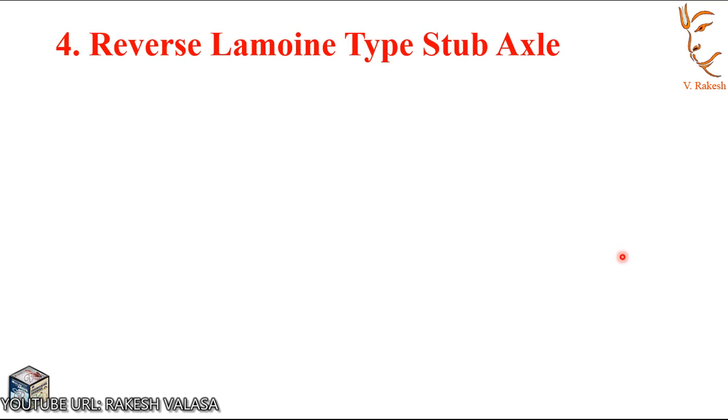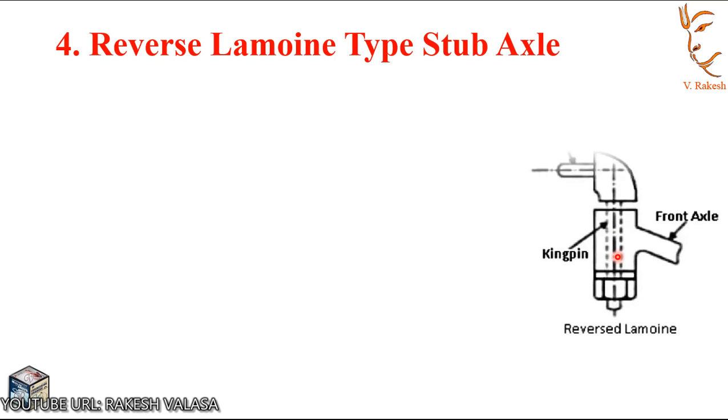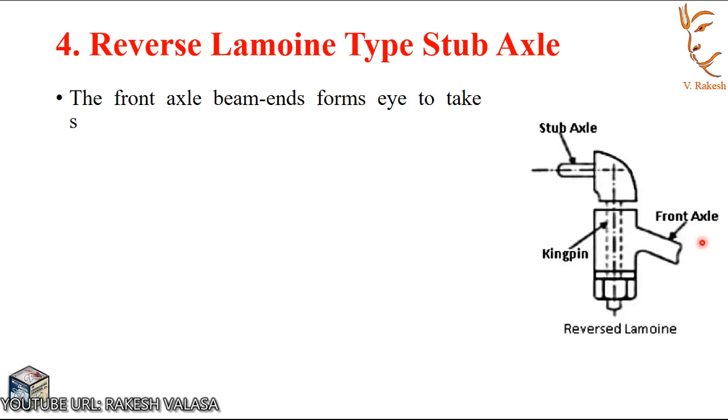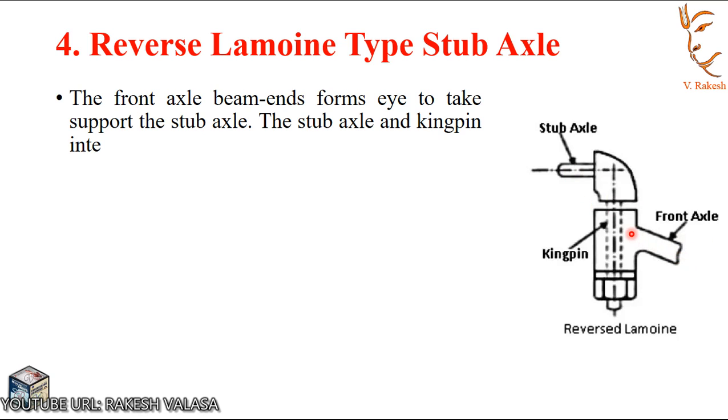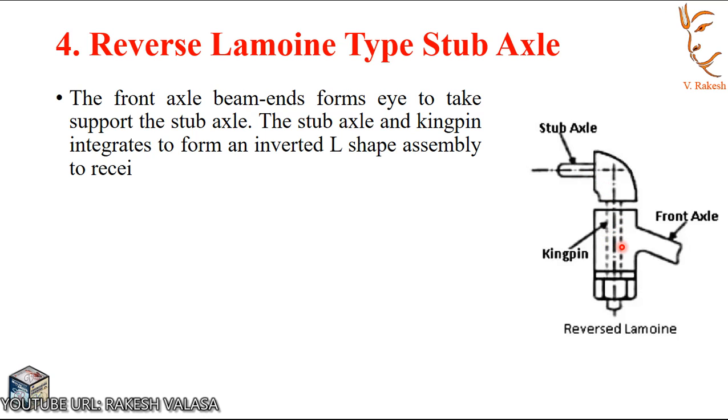Last one is reverse Lemoine type stub axle. Here this is the stub axle, this is the front axle beam. The front axle beam end forms eye to support the stub axle. The stub axle and kingpin integrate an inverted L-shape assembly to receive the front axle.